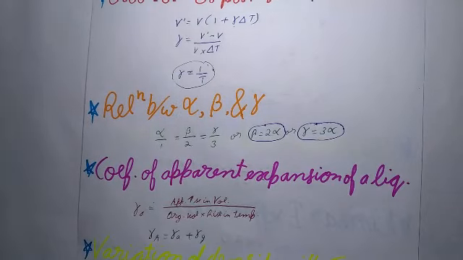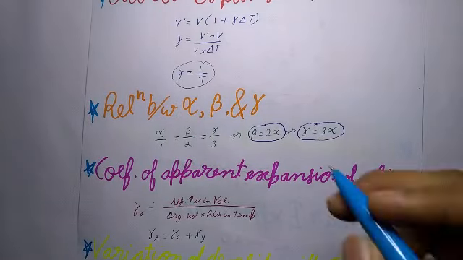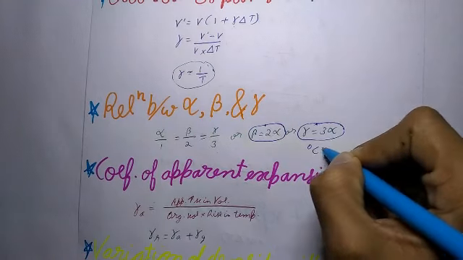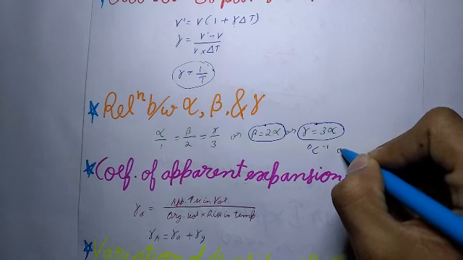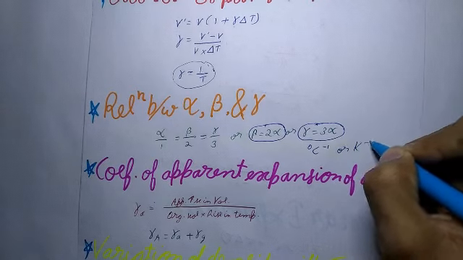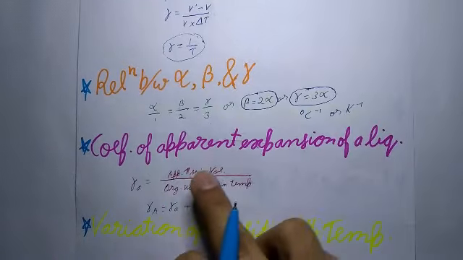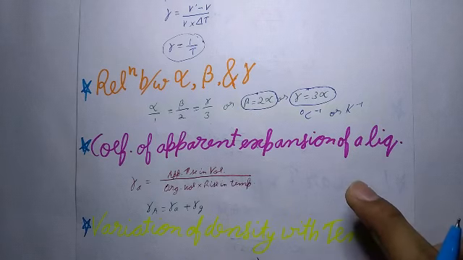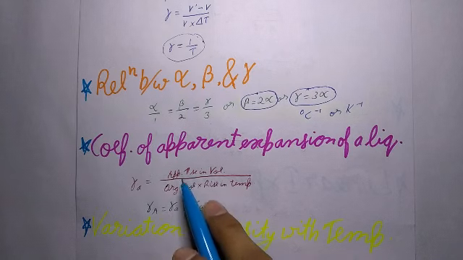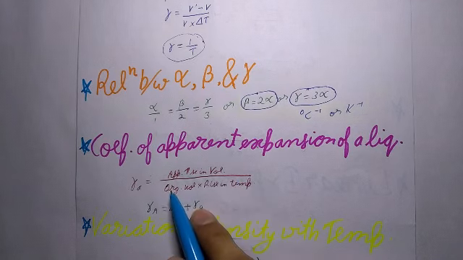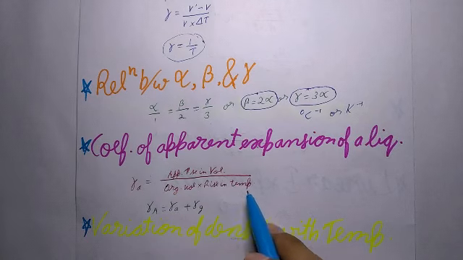The units of alpha, beta and gamma are the same: degree Celsius inverse or Kelvin inverse. Now, coefficient of apparent expansion of a liquid. It is defined as the apparent increase in the volume per unit original volume per degree rise in the temperature. Gamma A equals apparent increase in the volume upon original volume into rise in temperature.